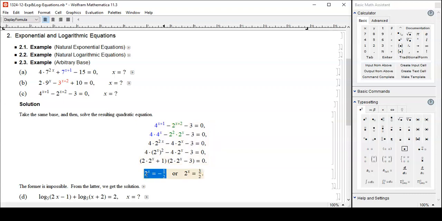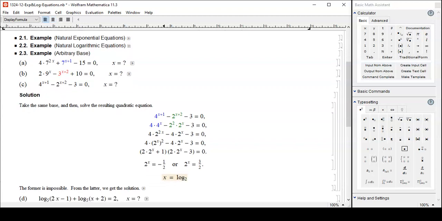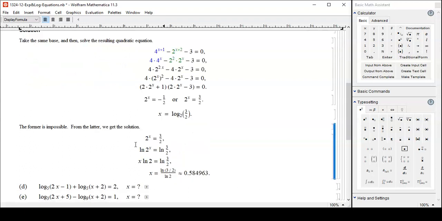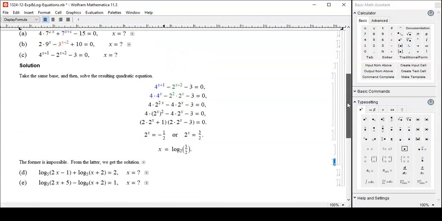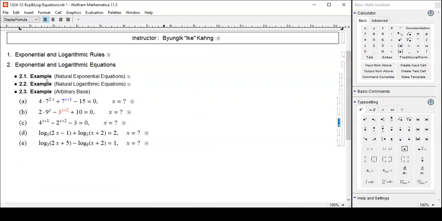And this one is extraneous, you can clearly see that. Exponential is never negative. And as for the second one, I can take log base 2. Yes, I can take natural logarithm to do all these, but that's a bit of an overkill. So we dealt with exponential equations with arbitrary base, where we have to adjust the coefficients a little bit. How about some log equations?